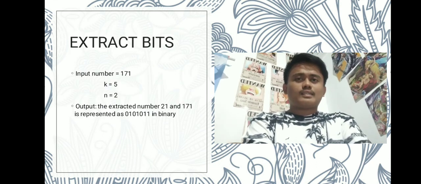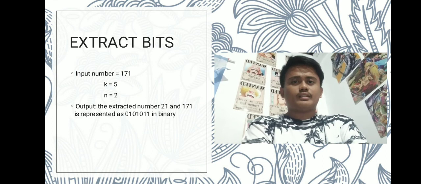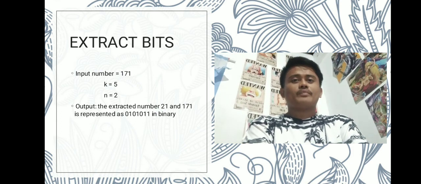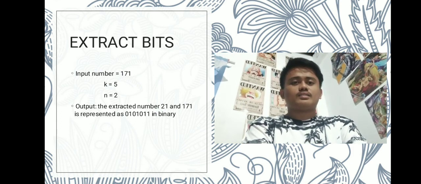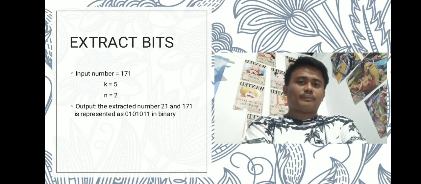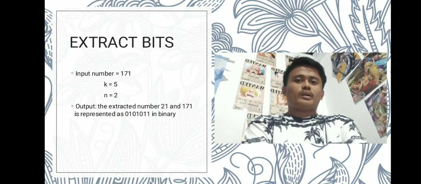And the last is extract bits. The example here is input number equals 171, K is 5 and N is 2. The output is the extracted number 21, and 171 is represented as 10101011 in binary.